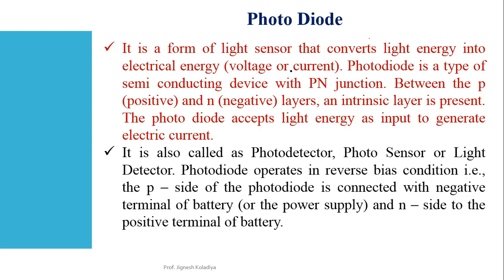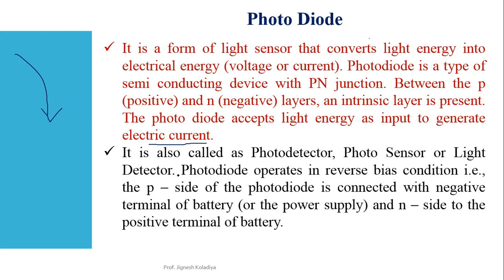Photodiode is a type of semiconducting device with a PN junction. Between the P and N, that is positive and negative layers, an intrinsic layer is present. Intrinsic means pure semiconductor. The photodiode accepts light energy as input to generate the electric current. That means if you want to activate your diode, then you just have to put light on this.